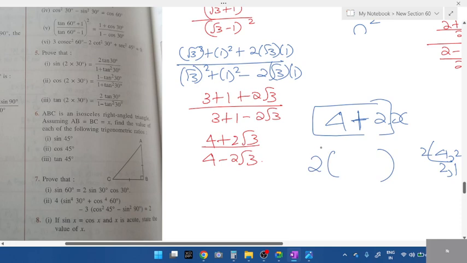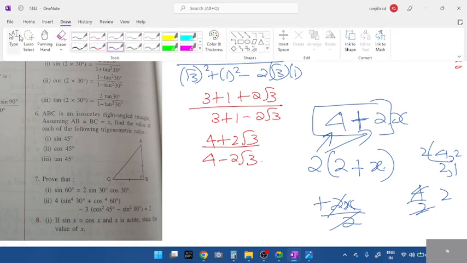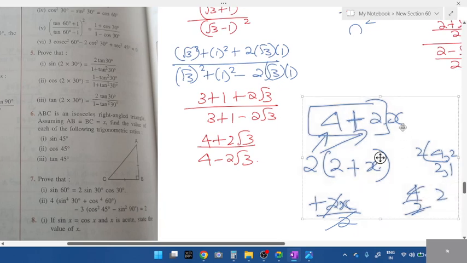How do we get remainder? Divide this, students. Divide 4 by 2. What is 4 divided by 2? 4 divided by 2 is 2. Write 2 here. Take the next value. Plus 2x. Take plus 2x, divide by 2. 2 and 2 gets cancelled. What is left? Only plus x is left, right? This is known as factorization. You take out the common value. The remaining value you should write inside the bracket.